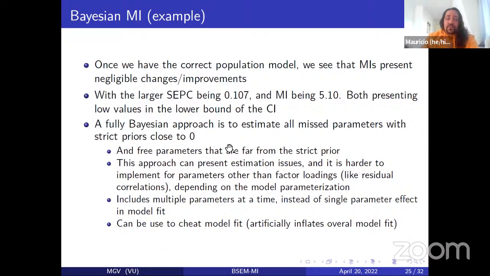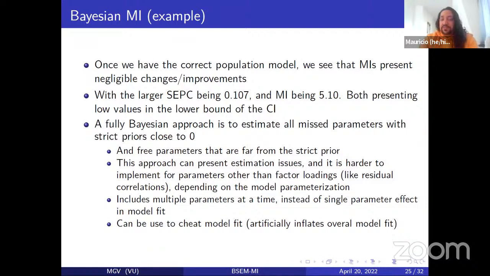A more fully Bayesian approach could be considered: including all possible additional parameters with strict priors close to zero. I think still the MI could be better in the sense that I think it's faster. I think there can be estimation issues with having a lot of parameters with strict priors.